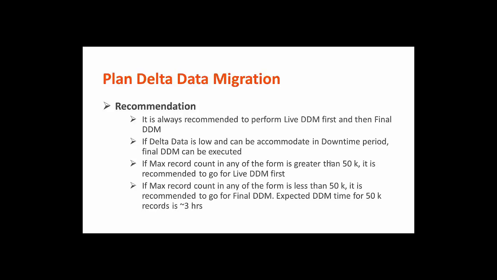If the record count is less than 50k, then we recommend going for the final DDM, which will take less than 3 hours. To migrate delta data of less than 50k is going to take less than 3 hours. So depending on the planned downtime period, you can decide which DDM to select and go ahead with further activities.